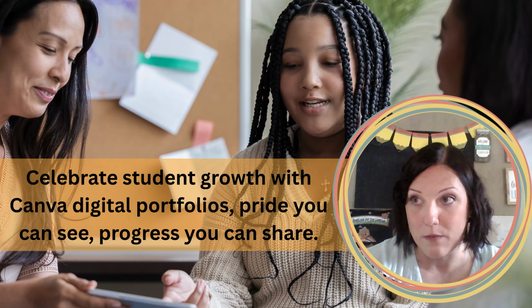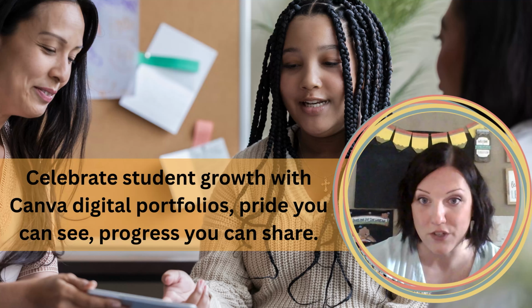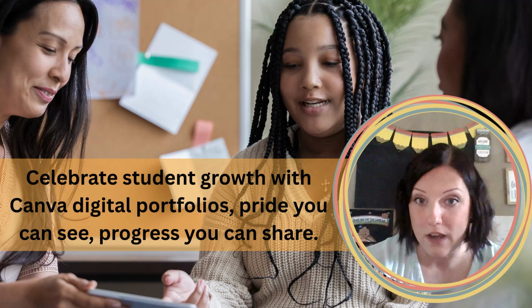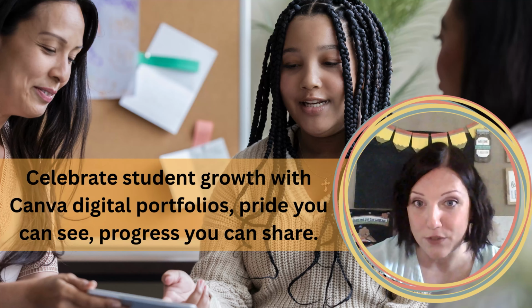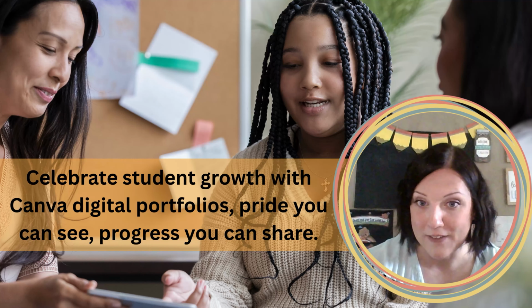They become very proud of their work, proud of their journey. Keeping up with their writing portfolios throughout the year becomes something that is very engaging for them. And it also becomes something that drives motivation. They want to show other people what they've done in a modern yet magical way.